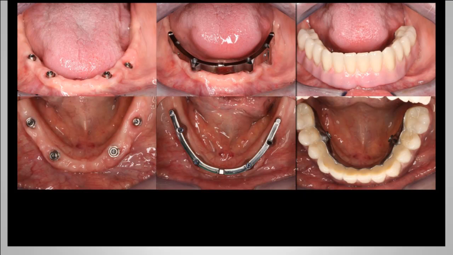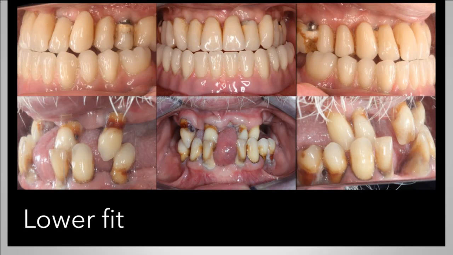So this is the fitting. What you can see here is the abutment level. That's the primary bar in place. This is the final framework in place. And you can see how we can go from that stage at the beginning to this stage at the end. Those are still provisionals on the upper jaw.